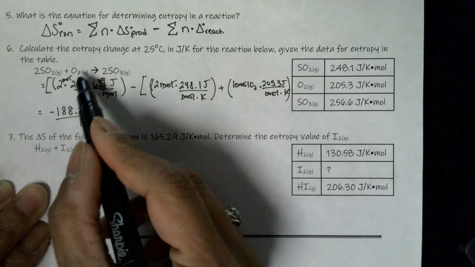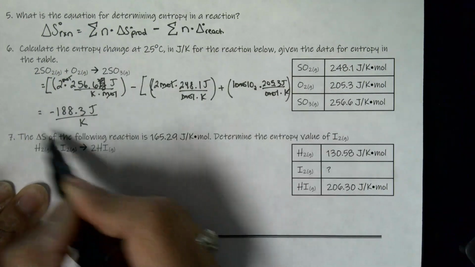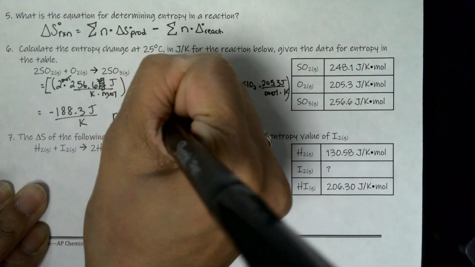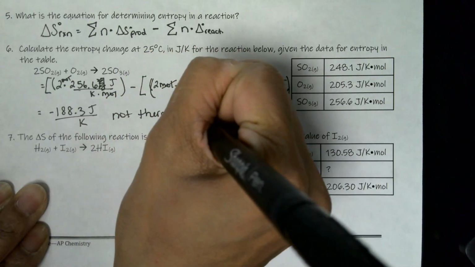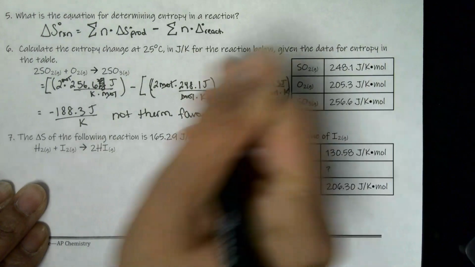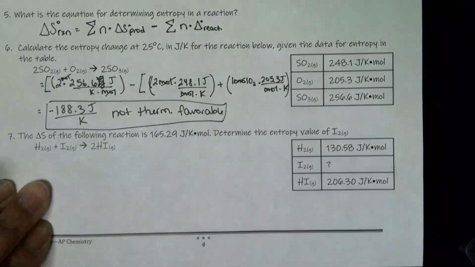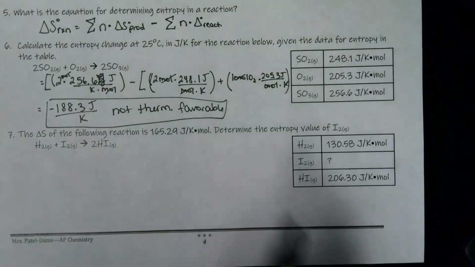So this wants to know that we've got the entropy change here. This is negative. This is not thermodynamically favorable. I know it didn't ask it, but we're going to write it anyway. All right, cool. So 7.